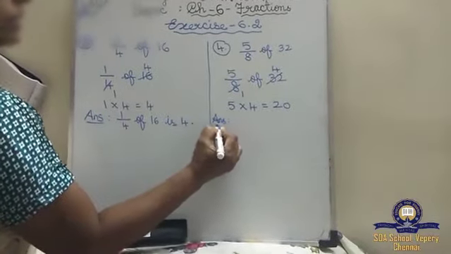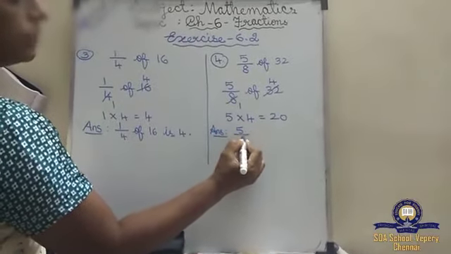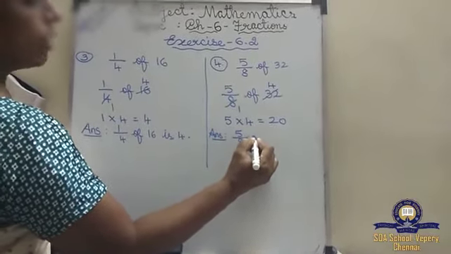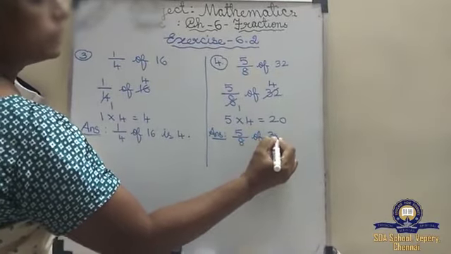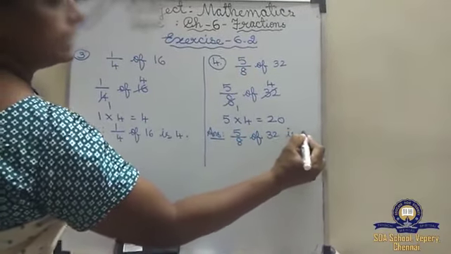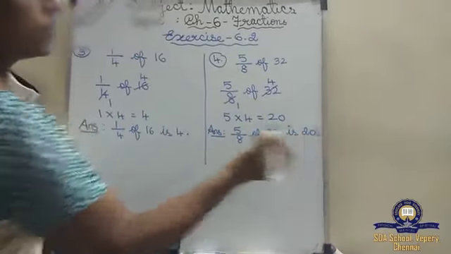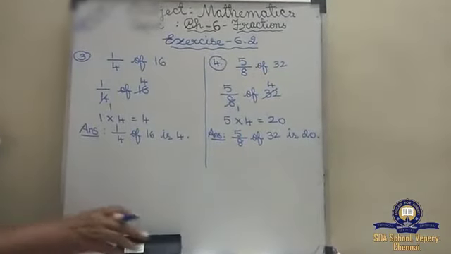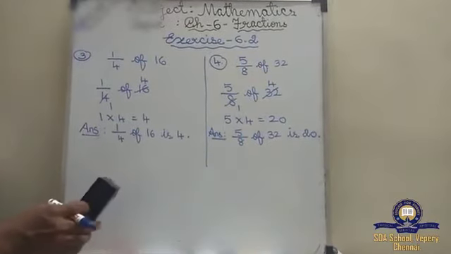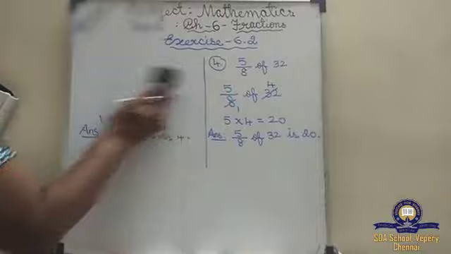So what will be the answer children? 5 by 8 of 32 is 20. And you have to keep a full stop. Okay children? And then one more sum we will teach, and then two sums I will give as homework.